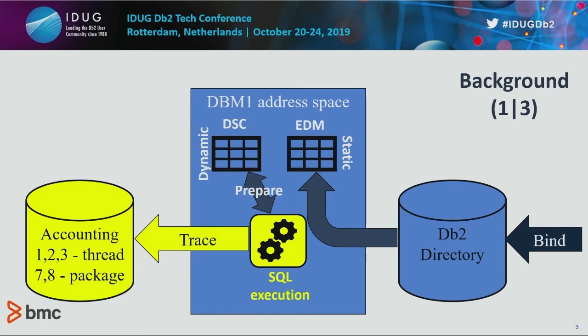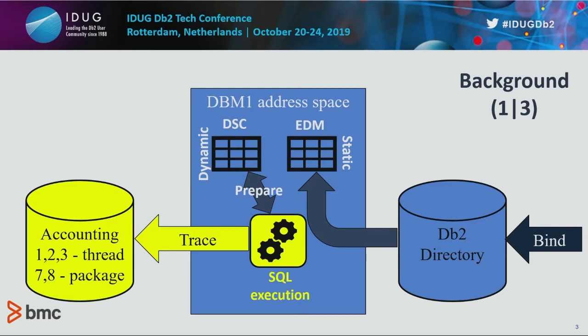Really, the dynamic statement cache is part of the EDM pool of the DBM1 address space. Also in the EDM pool, there are entries representing static SQL that are kind of similar, but the difference is all of that access path information is determined at bind time and then is hardened into the DB2 directory and then pulled into the EDM pool at the time that the static SQL executes.